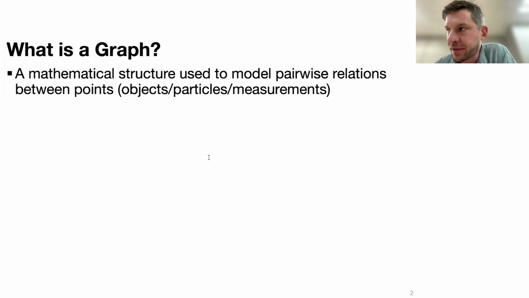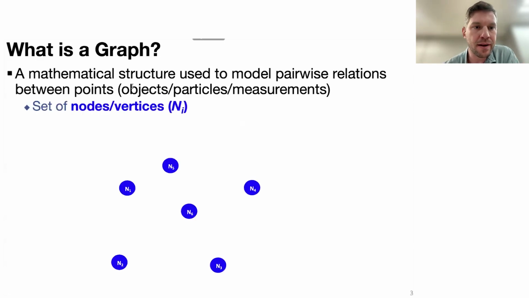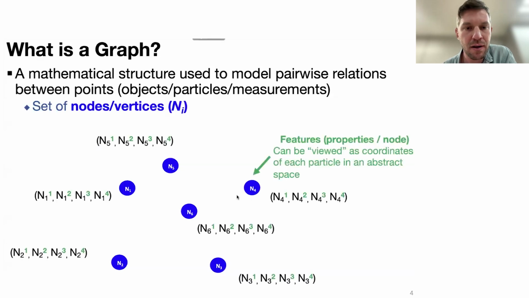So first things first, what is a graph? A graph is a mathematical structure that we use to model a relationship between points. These points could be objects, could be particles, could be measurements, as you will see later. It consists of a set of nodes or vertices. These are the blue circles here. These could be particles, for instance, could be the stars of a galaxy, and so on and so forth.